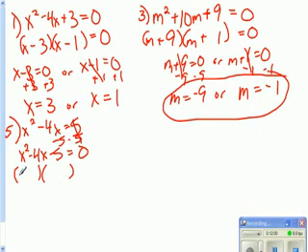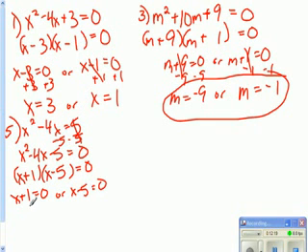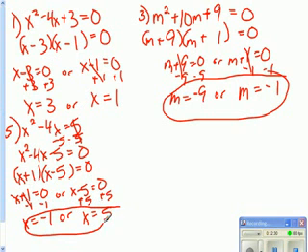I'm going to factor it. I know it's got to be x and x. These are both negative. So I've got to have a positive and a negative, and I've got to have more negatives. So negative 5 and positive 1 would give me the 5, and add them and I get negative 4. So either x plus 1 equals 0, or x minus 5 equals 0. Subtract 1, x equals negative 1, add 5, x equals 5. One of those things has to work.